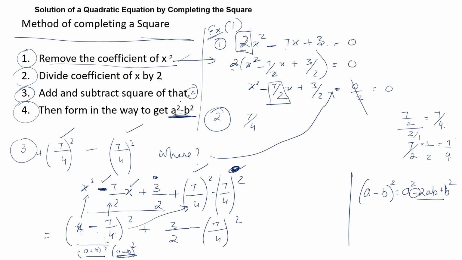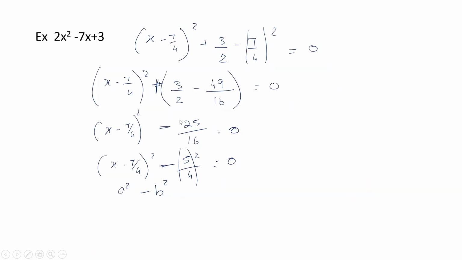In all of the sums, we can arrive at a square minus b square form. Why are we arriving at a square minus b square? Because after this you can either expand using a plus b into a minus b, or we can take one minus to this side, and it will become plus only. So x minus 7 by 4 whole square is equal to 5 by 4 whole square. It will become like this.